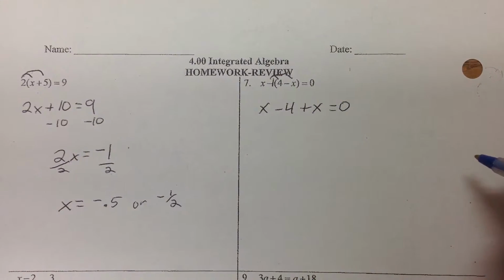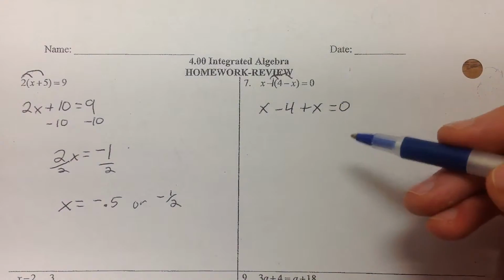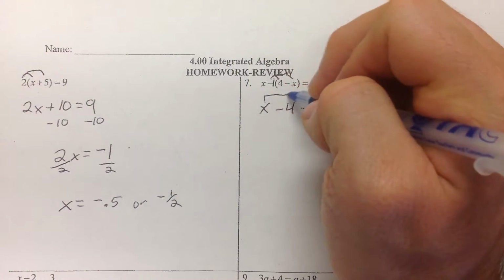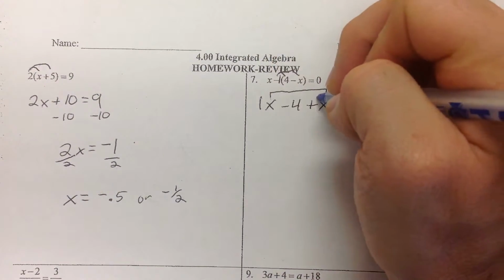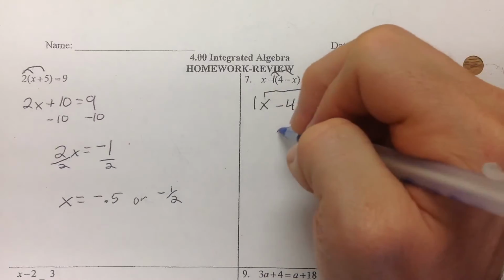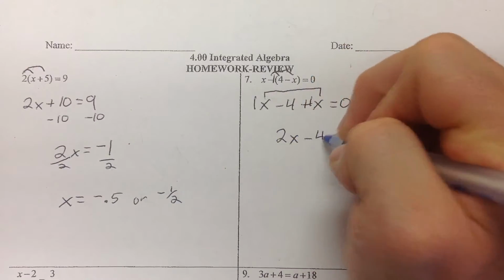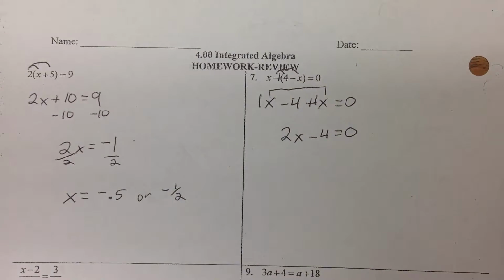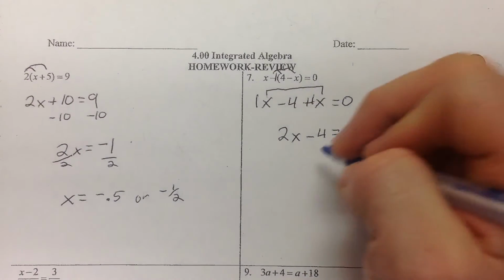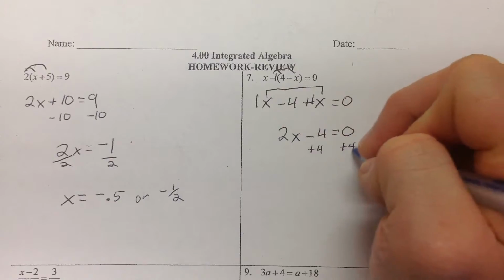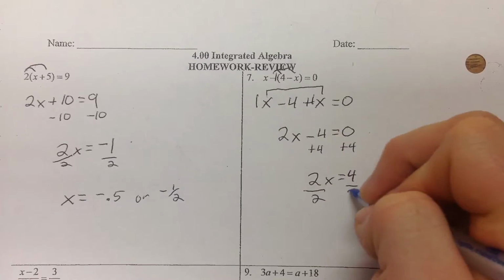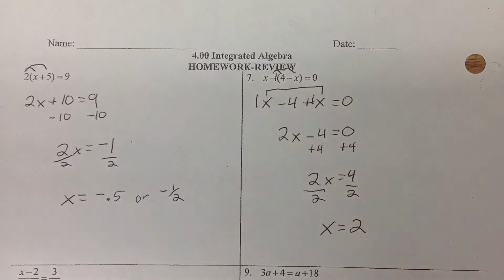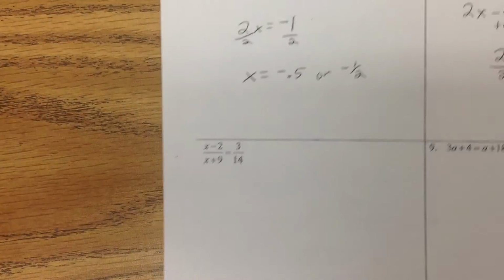All right? If we think back to the DCMS that we talked about on the first side, we started with distribution. Next comes combining our like terms. We have x's on the same side here, so those are considered like terms. 1x plus 1x is going to give us 2x minus 4 equals 0. And now we're back to sort of a two-step equation. So add 4 to both sides, add 4 to both sides. 2x equals 4. Divide by 2, divide by 2. X equals 2. Okay.